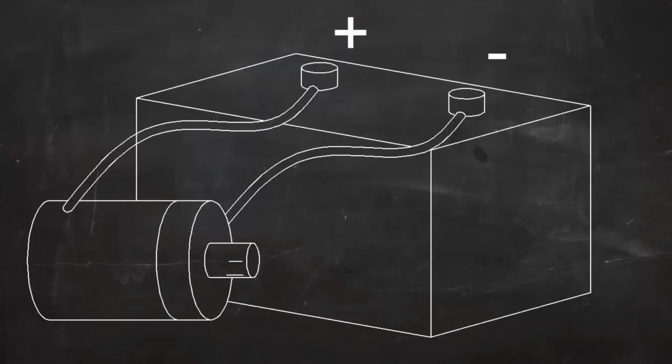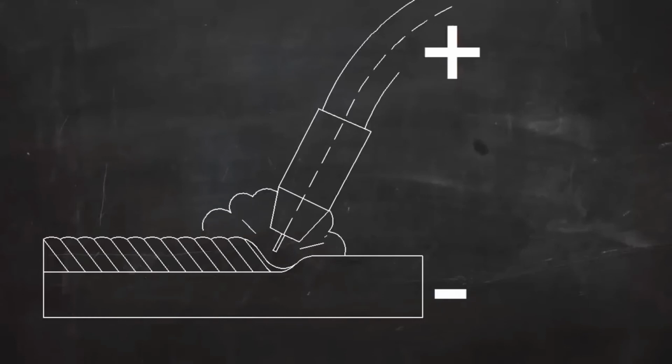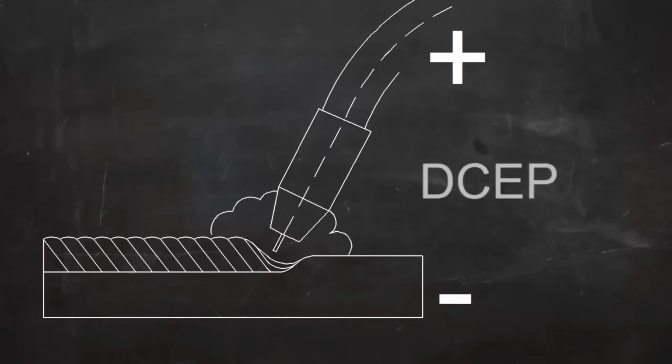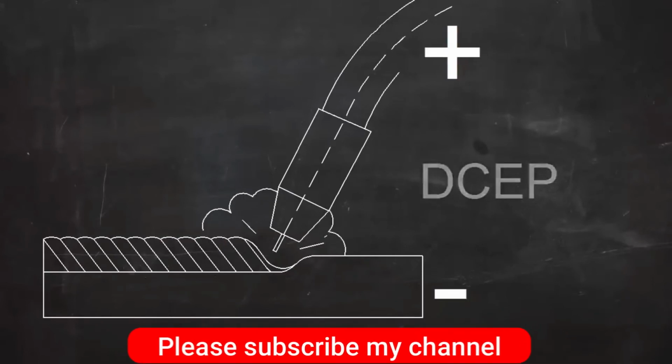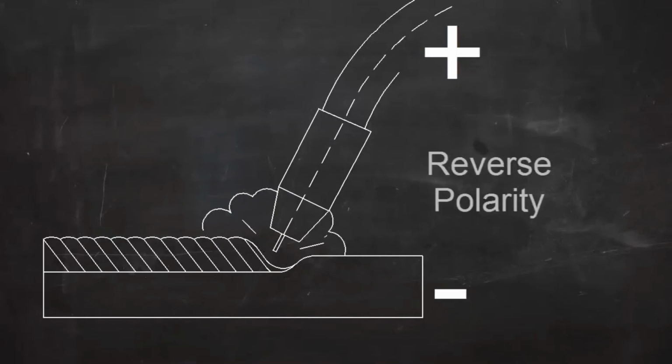One wire is always the negative and one is always positive. In DC MIG welding, the electrode is usually positive and the workpiece is negative. The term DCEP is used, indicating that the current is direct current and the electrode is positive. This is also called reverse polarity, but DCEP is a more descriptive term.